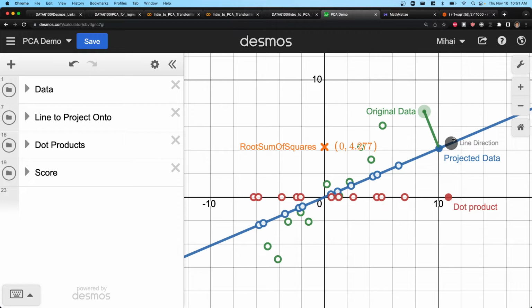and this is the angle between the dot and the blue line. Okay. So very simple, and it's nice.